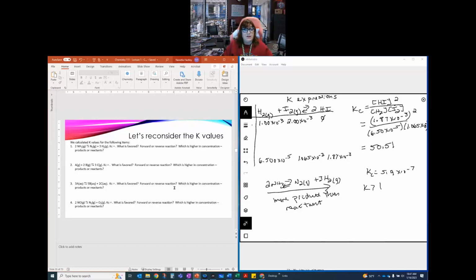Forward, reverse, favored forward. That's what we call favored forward. So because of the value, we know that it goes forward more. So it's said to be favored.